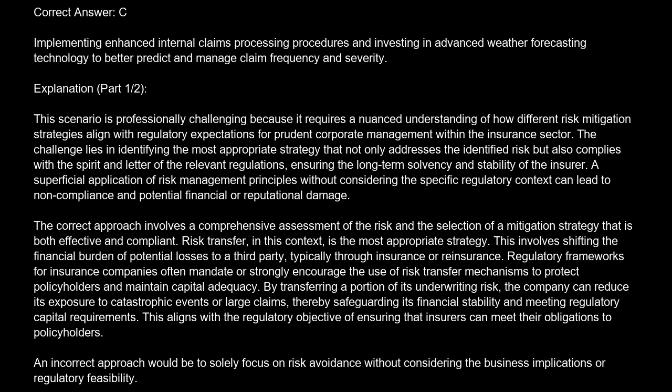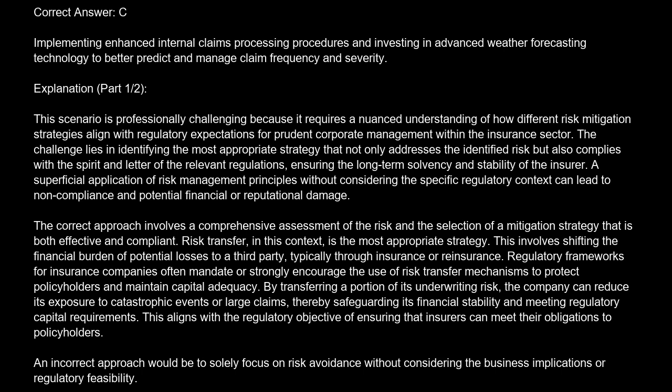This involves shifting the financial burden of potential losses to a third party, typically through insurance or reinsurance. Regulatory frameworks for insurance companies often mandate or strongly encourage the use of risk transfer mechanisms to protect policyholders and maintain capital adequacy. By transferring a portion of its underwriting risk, the company can reduce its exposure to catastrophic events or large claims, thereby safeguarding its financial stability and meeting regulatory capital requirements. This aligns with the regulatory objective of ensuring that insurers can meet their obligations to policyholders.